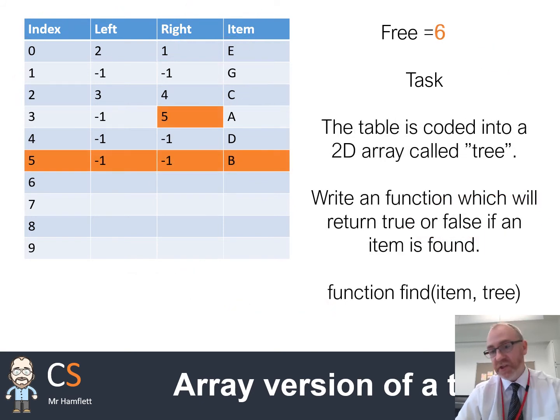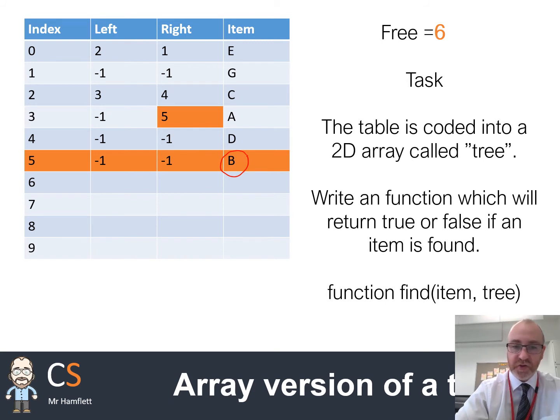Now, this was a genuine exam question, by the way. I changed the values slightly, but the structure of the question is exactly the same. The table is coded into a 2D array called tree. So, first of all, notice that we have B added in position 5. Now, this is a binary search tree.